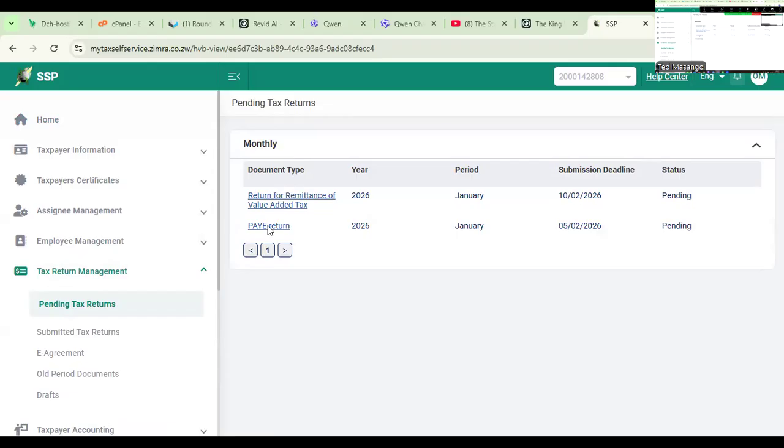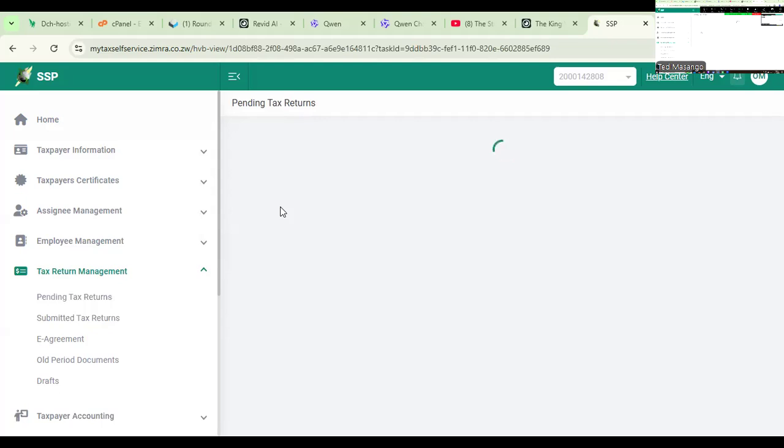Like for this company, there is a payee return which is pending. There is also a return for remittance of value-added tax. This is the one that we want to look at. So if you are to do the return, you just click on that. Then it will load up the fields into which you are supposed to fit in figures.